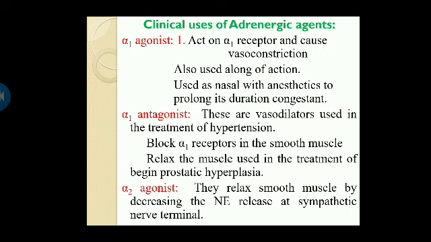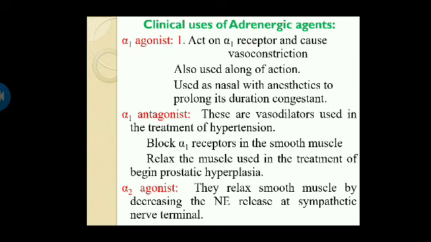Next, they are used with nasal anesthetics to prolong their duration of action and relieve congestion. Next one is alpha-1 antagonist, as opposed to the agonist. Alpha-1 unfavorable drugs are called antagonists. These drugs, vasodilators, are used in the treatment of hypertension.